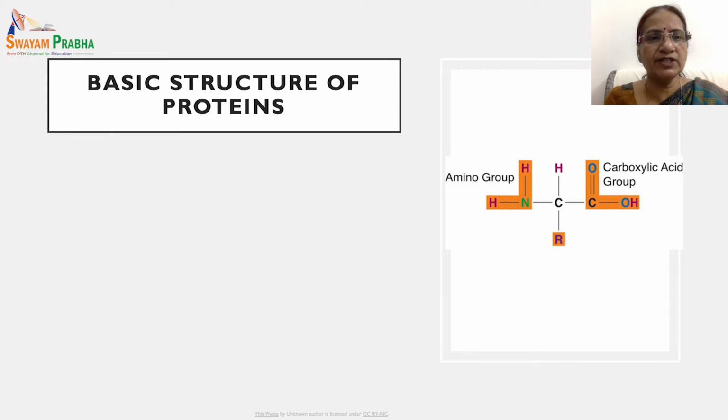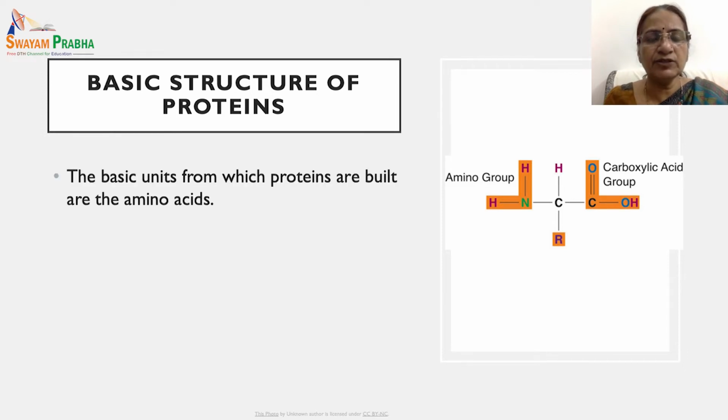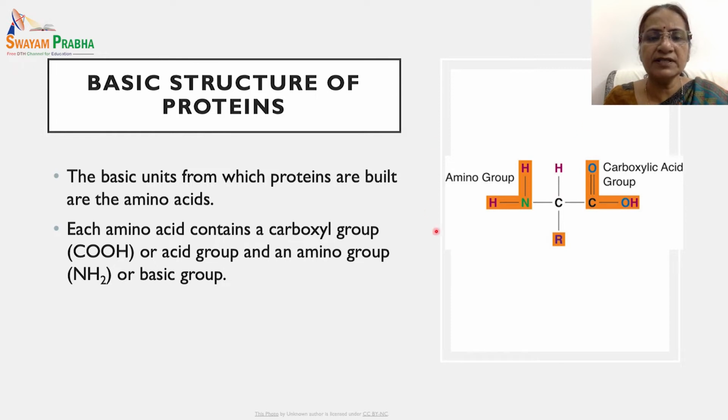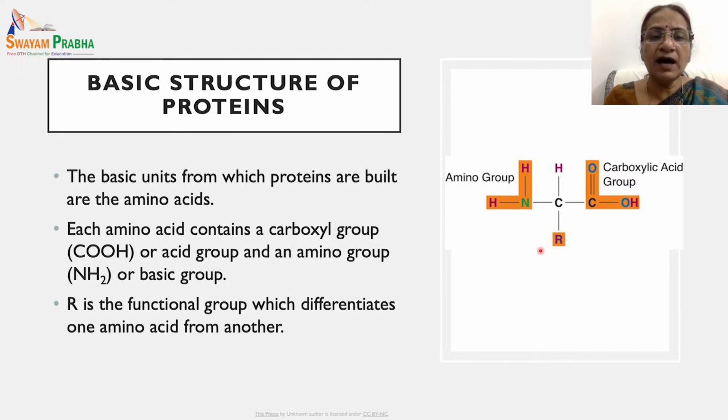Now the basic structure of proteins. The basic units from which proteins are built are the amino acids. Now each amino acid, this is one amino acid. Each amino acid contains a carboxyl group or carboxylic acid group, and an amino group or NH2 group, or a basic group. Then R is the functional group which differentiates one amino acid from another. So this is the structure of one amino acid.